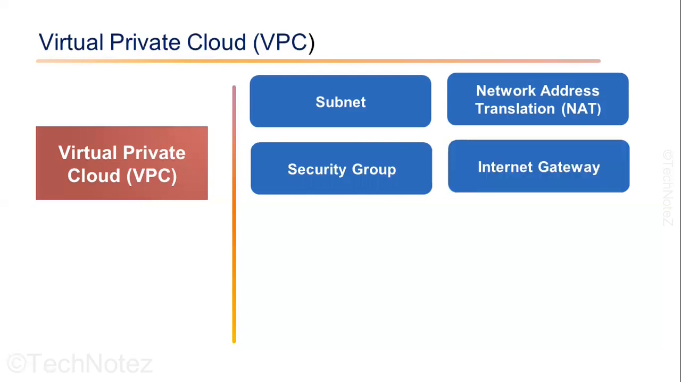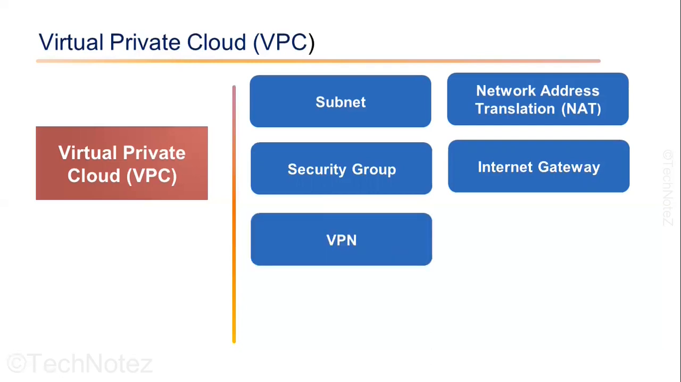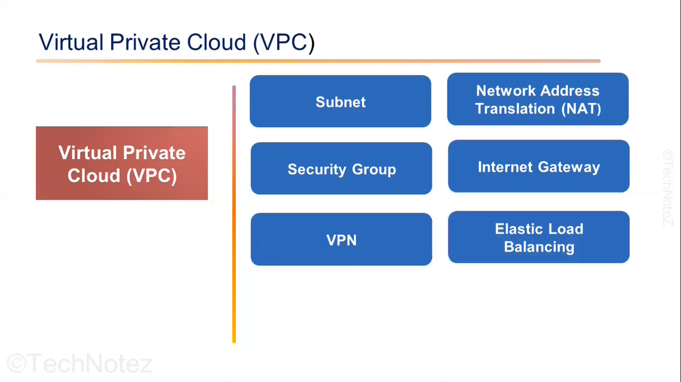Internet gateway. An internet gateway is a VPC component that allows the communication between instances in your VPC and the internet. Virtual private network. A VPN connection can be established between your VPC and your data center, allowing you to secure the communication between the two networks. Elastic IP addresses. An Elastic IP address is a static IP address designed for dynamic cloud computing. You can assign the same Elastic IP address to another instance in case of an instance failure.